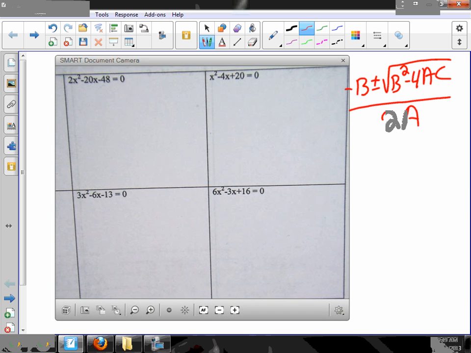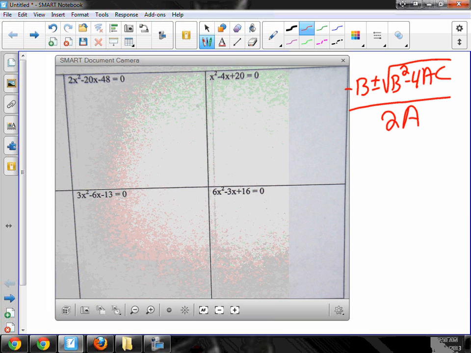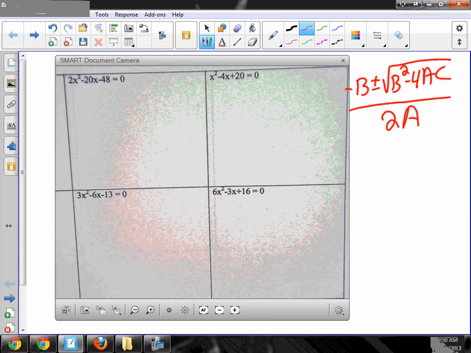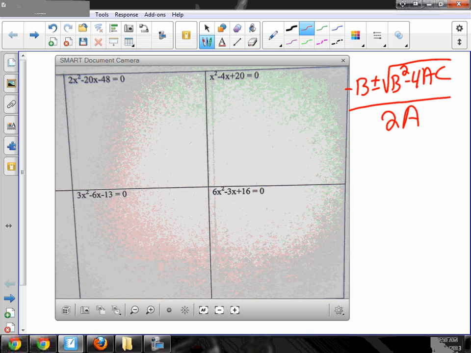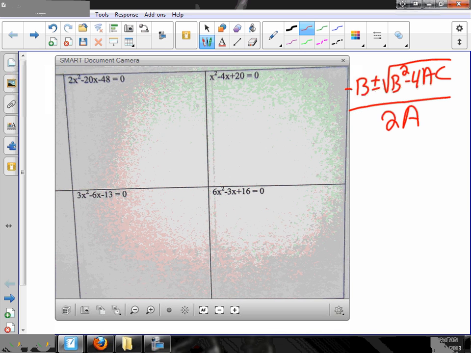Well, you also need to know how to factor. Certain things you need to factor. Not necessarily find the roots, but factoring is important. This one does not factor. Are there two negative numbers that multiply to be 20 and add to be 4? No. So this one, you either have to complete the square or use the quadratic formula.